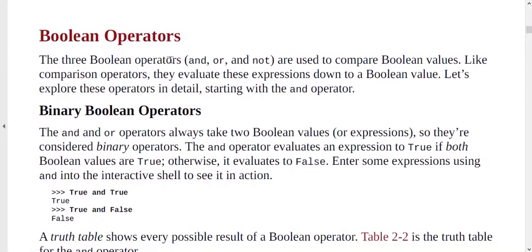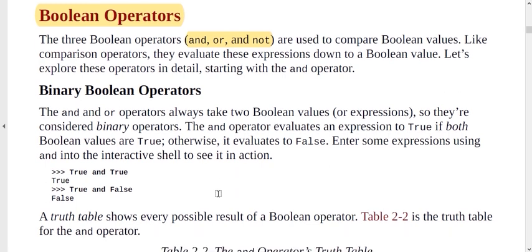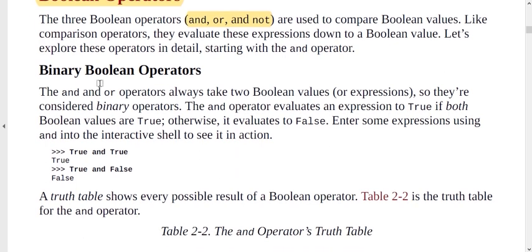The next topic that I am going to cover is the Boolean operators. There are three Boolean operators: and, or, and not. And these are used to compare Boolean values. Like comparison operators, these evaluate the expressions down to a Boolean value. Let us know more about the Boolean operators. These are the binary Boolean operators which I am going to talk about now.